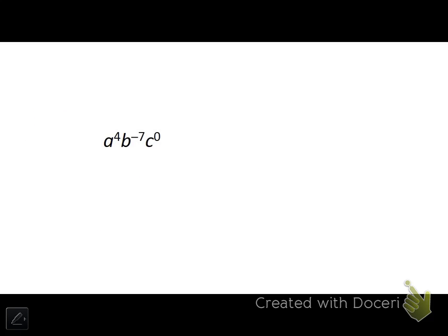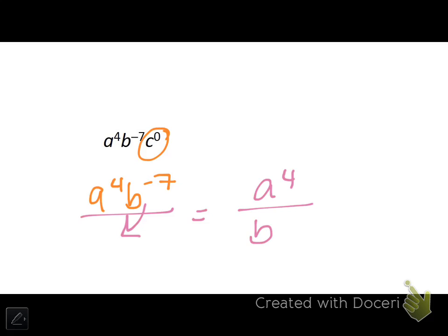Okay, so if we think about this one, it doesn't look like there's any like terms that we can combine. So anything to the 0 power is always 1. So that'll just go away. And then we got to drop our b because it's negative. So our answer is going to be a to the 4th over b to the 7th.